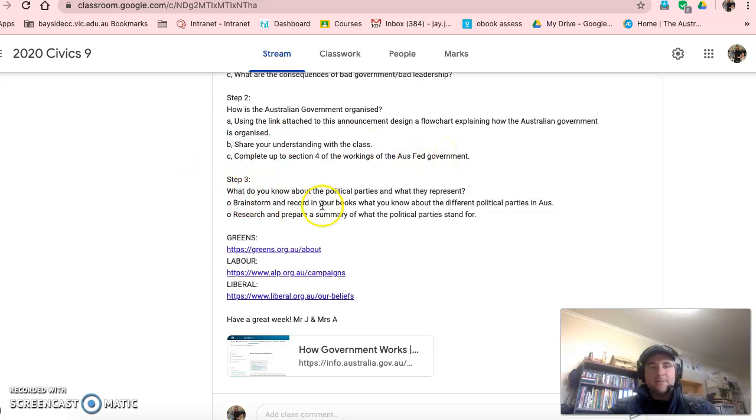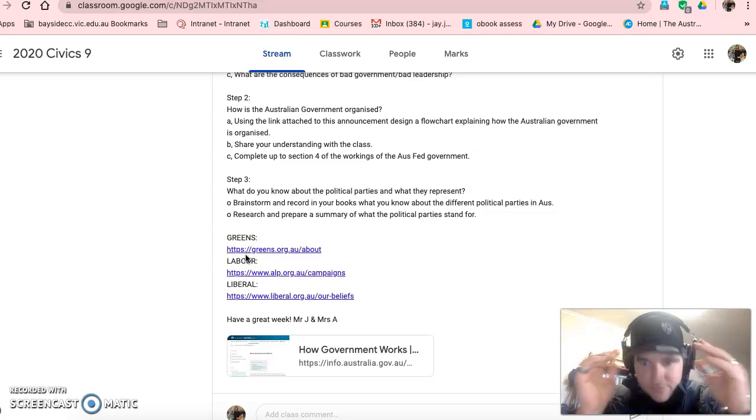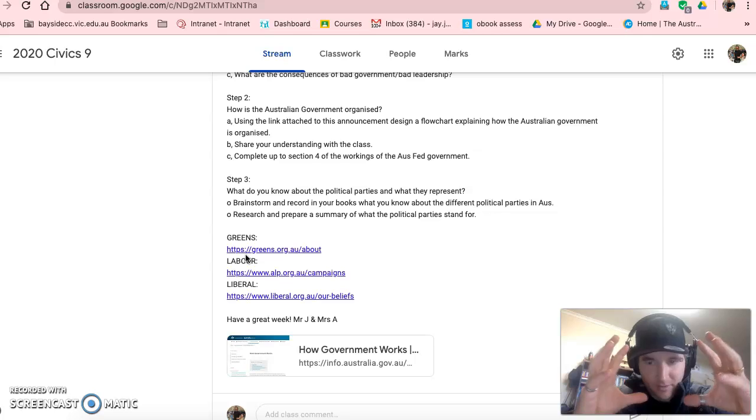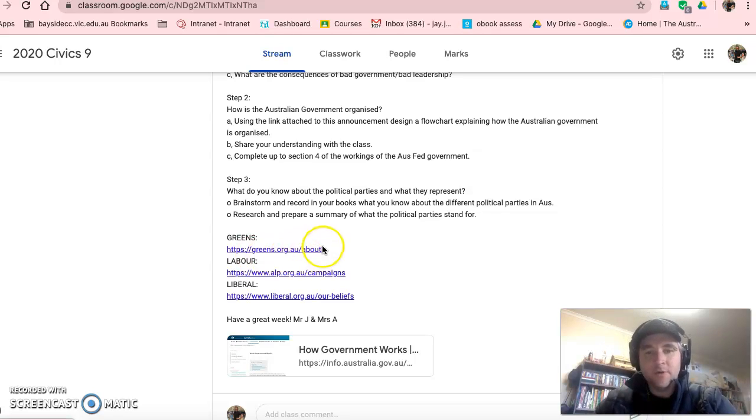And then step 3, we have 3 of the bigger political parties here in Australia: the Greens, the Labor, and the Liberal Party. Each of these has got a link, and what I would like you to do is use that link. It'll take you to the website for that political party, and then in your books write up a summary. A summary is an extended response or a long answer, about a paragraph, 70 to 100 words, summarizing what these political parties stand for. So what do the Greens stand for? What does the Labor Party stand for? And what do the Liberal Party stand for? Why are they different?